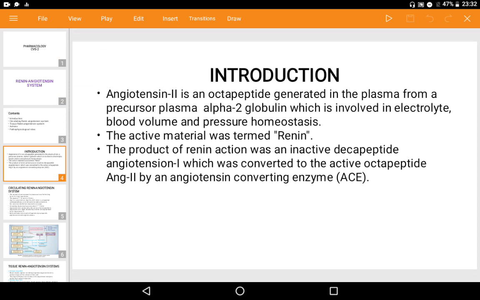Angiotensin 2 is an octapeptide generated in the plasma from a precursor plasma alpha 2 globulin, which is involved in electrolyte, blood volume and pressure homeostasis. The active material was termed renin. The product of renin action was an inactive decapeptide, angiotensin 1, which was converted into the active octapeptide angiotensin 2 by angiotensin converting enzyme, which is shortly called ACE.